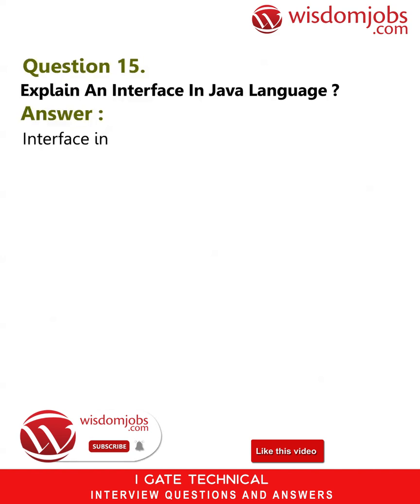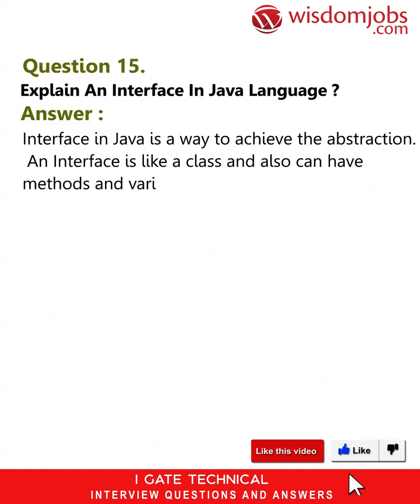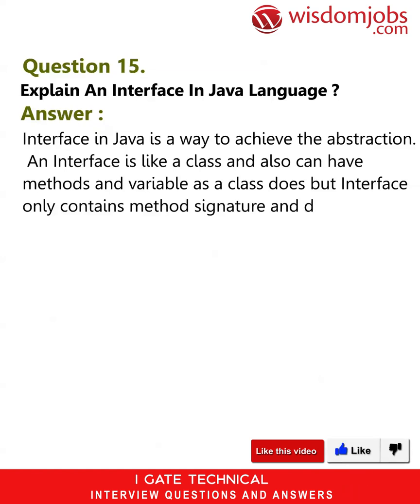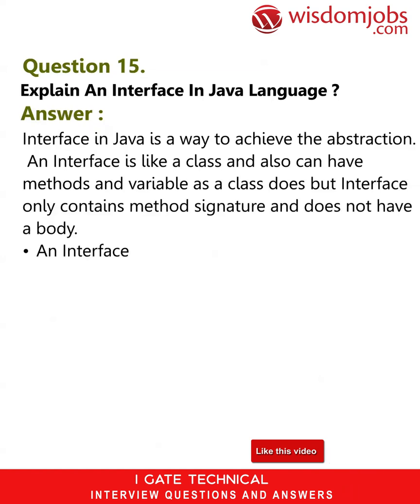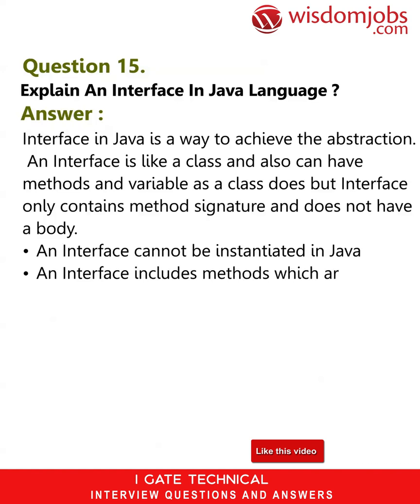Answer. Interface in Java is a way to achieve abstraction. An interface is like a class and can also have methods and variables as a class does, but an interface only contains method signatures and does not have a body. An interface cannot be instantiated in Java.